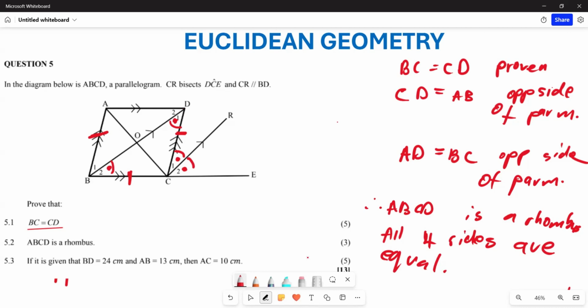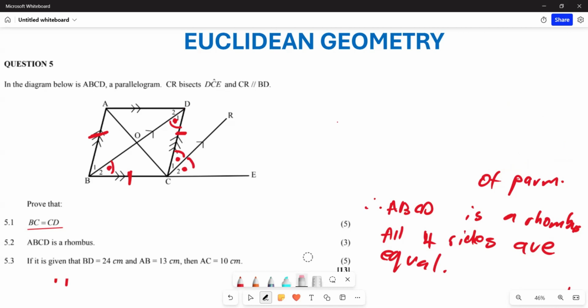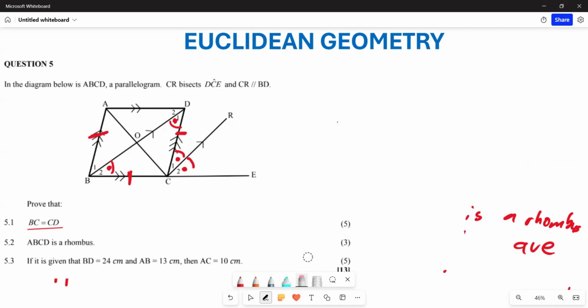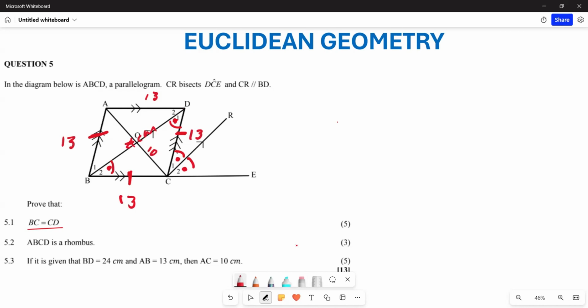Let's go swiftly now to our 5.2 and see what it is that you can do. Now, in our 5.2, the question wants you to prove that your AC is equal to 10 centimeters. We are not given that AC is 10. The question requires you to prove that if BD is 24 and AB is 13, therefore AC is going to be 10 centimeters. How can you go about proving that?